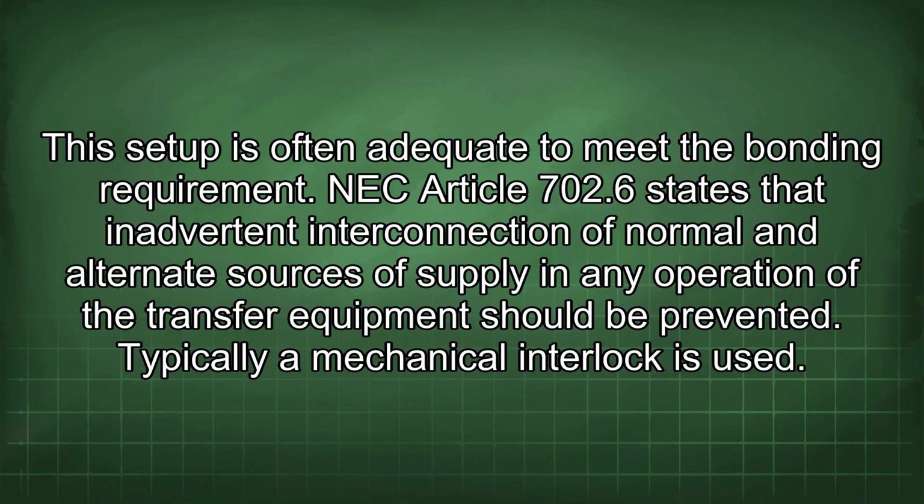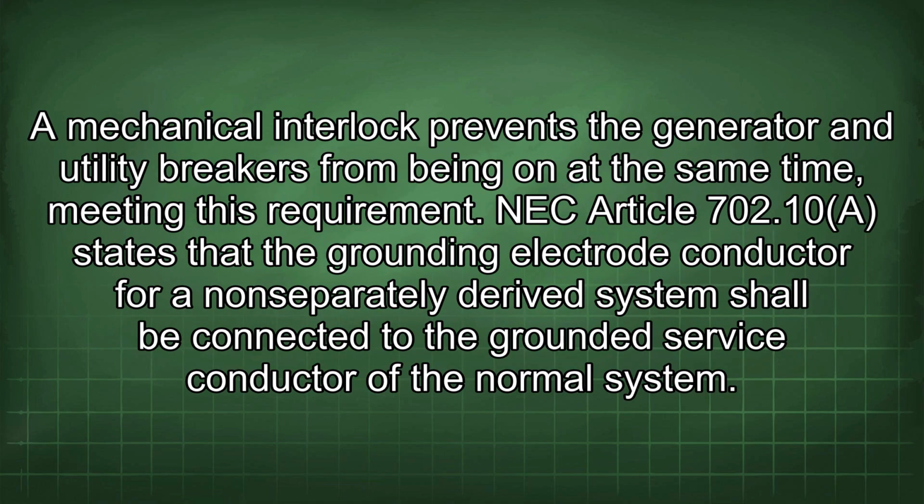NEC Article 702.6 states that inadvertent interconnection of normal and alternate sources of supply in any operation of the transfer equipment should be prevented. Typically, a mechanical interlock is used. A mechanical interlock prevents the generator and utility breakers from being on at the same time, meeting this requirement.